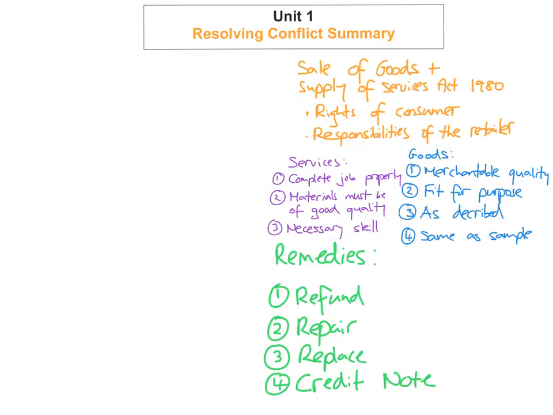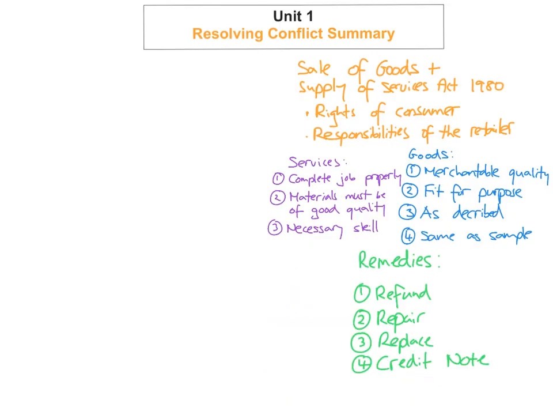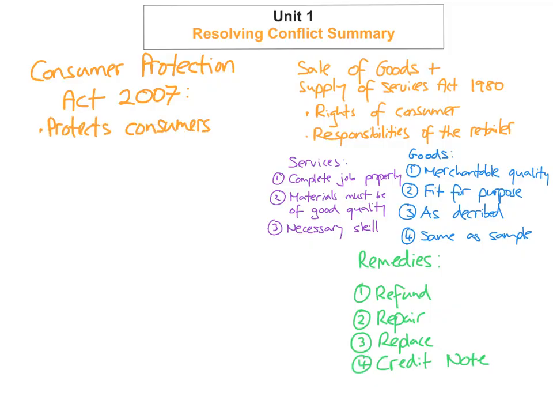Okay, the next one we're going to look at is the Consumer Protection Act 2007. This Act was put in place to try and make sure that manufacturers and retailers act fairly and tell the truth about their products. It protects the consumers.